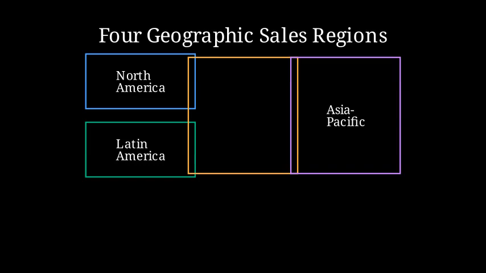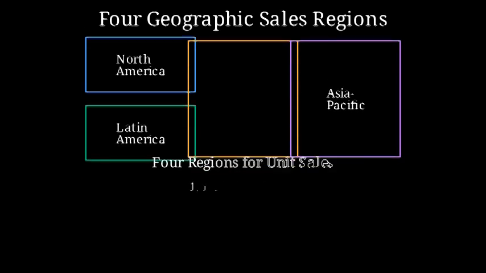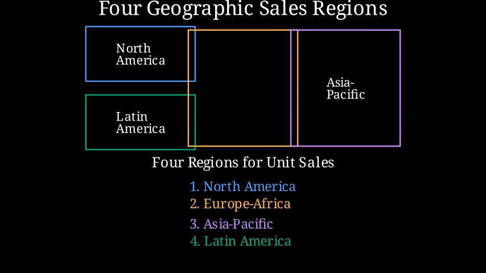Now, let's explain why there are exactly 4 regions. In many business simulations, the world is grouped into 4 big blocks. This makes shipping and marketing easier to manage. Every action camera or drone sold is recorded in exactly one of these 4 categories.